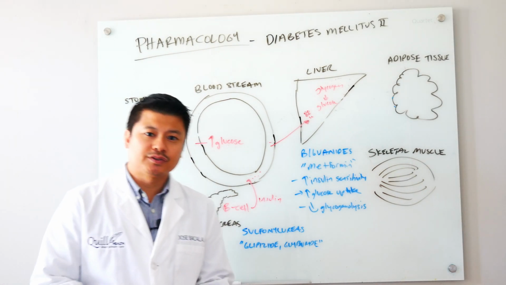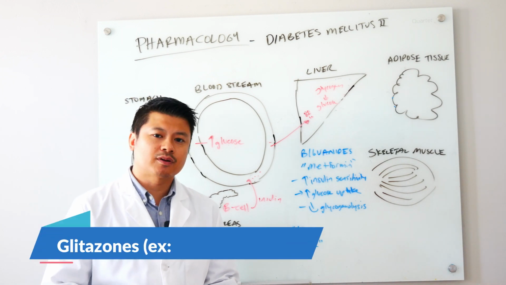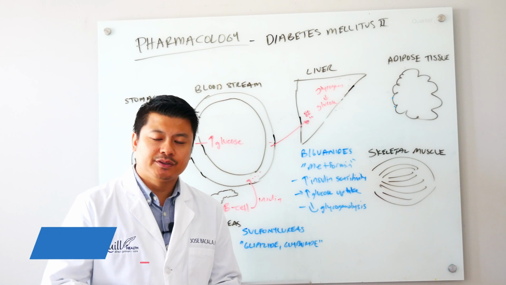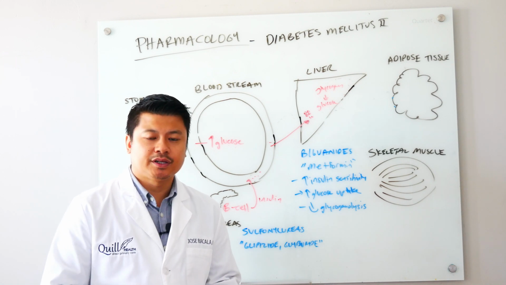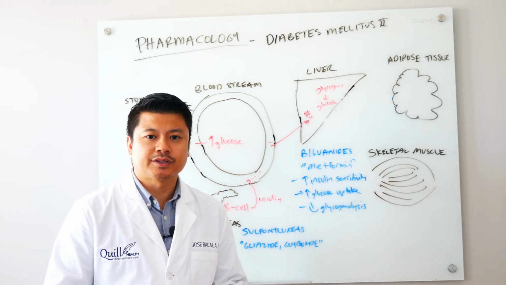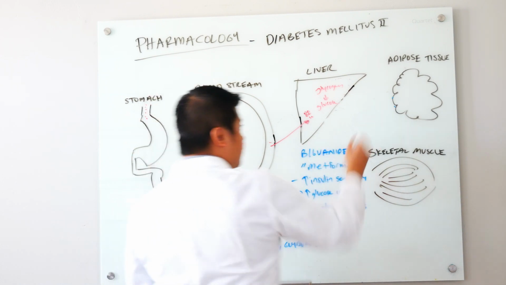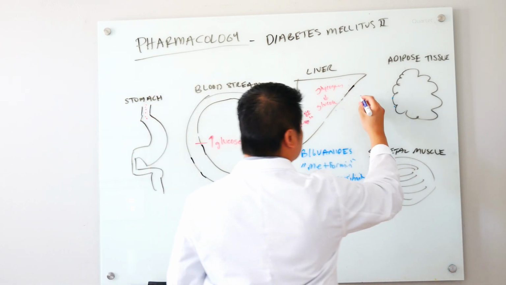So the next medications are called glitazones, and one of the more common medications in this class that we know of is pioglitazone. And they do a few things. They actually increase insulin sensitivity and also decrease the free fatty acid release. So let's get into that. This is the adipose tissue here.